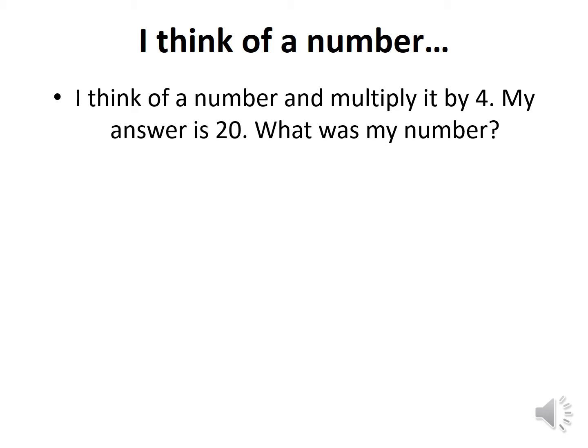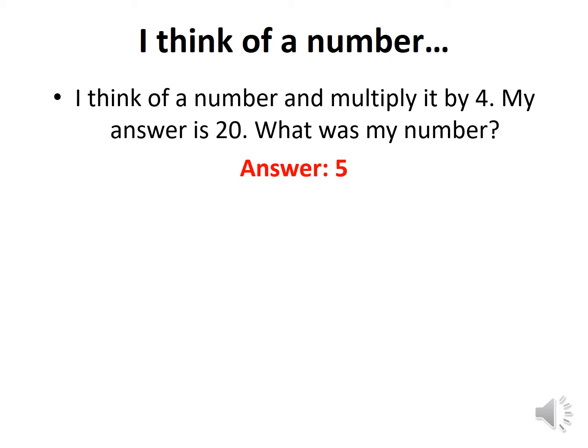So pause the video, have a think about this, think about how you could work out what the starting number was. We know that we had a number, we multiplied it by 4 and got a final answer of 20. So what was our original number? Pause the video now if you haven't already, have a think. Okay, so the answer is 5. We can check that as well. If we have 5 and multiply it by 4, we do indeed get 20.